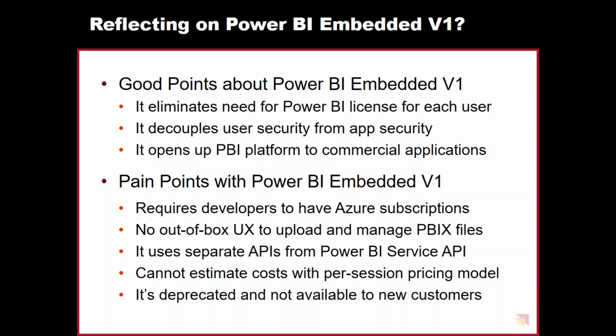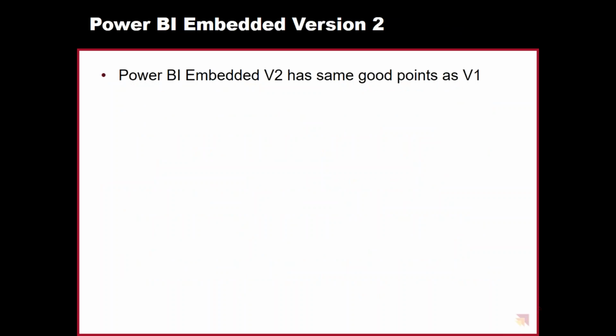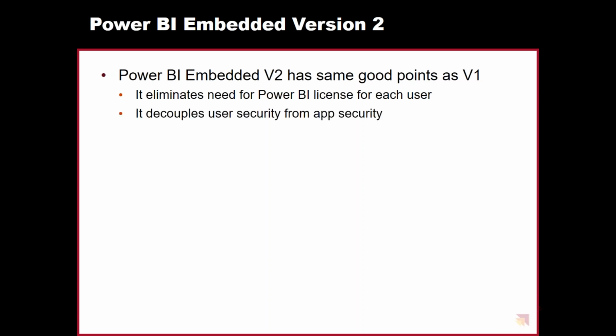Now, another problem is currently, as of today, it's deprecated, so you can't go ahead and use Power BI Embedded V1. For customers that were already using it, they had some way to kind of sunset it over time. Now, Power BI Embedded version 2 has the same great points as we had in version 1. In effect, it eliminates the need for every user you want to reach to have a Power BI license. So once again, it kind of decouples your application security and how you want to authenticate your users from the way that the app authenticates and gets to Power BI. Okay, it opens up Power BI to creating commercial applications.